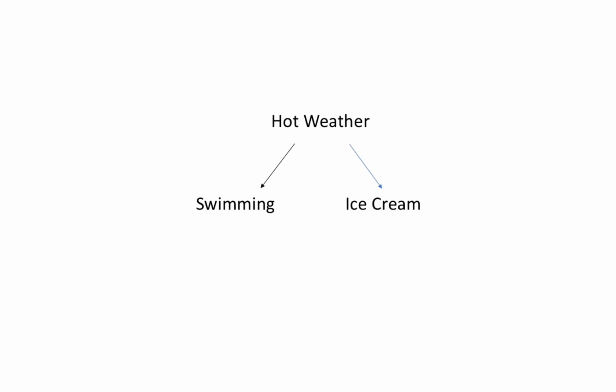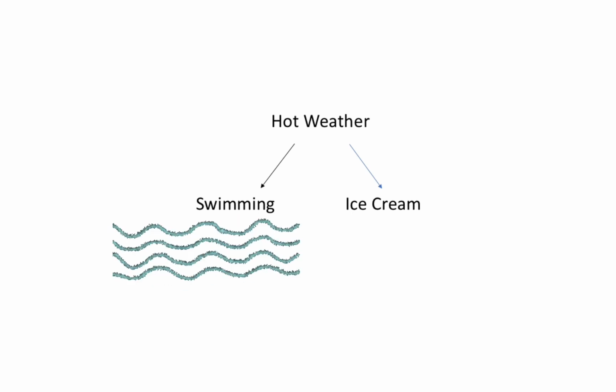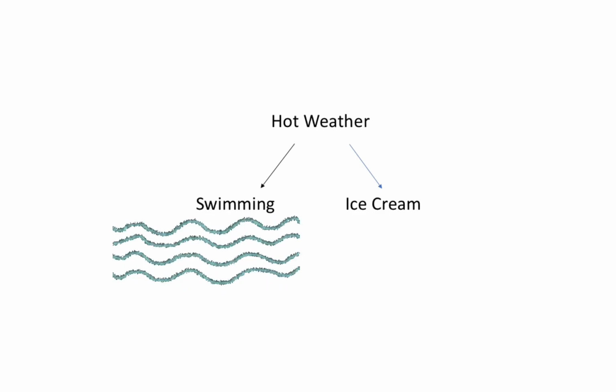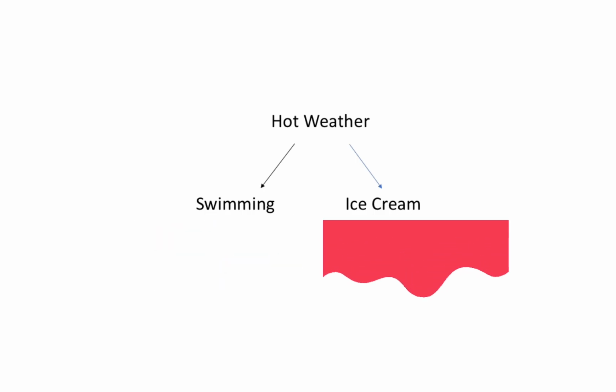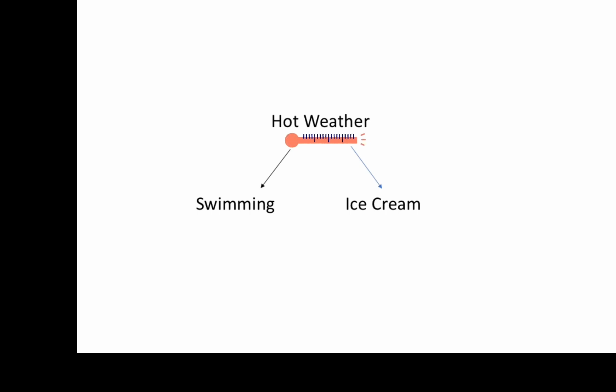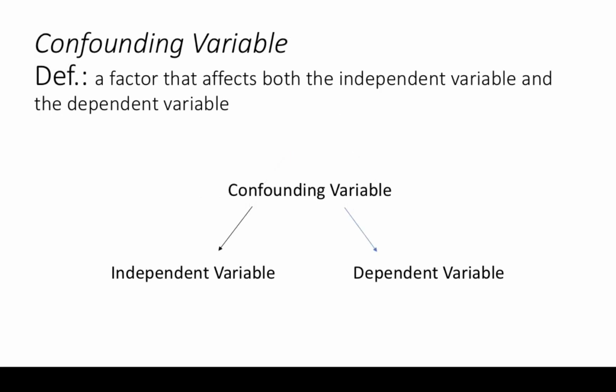A confounding variable is a factor that affects both the independent variable and the dependent variable. In the previous example, the independent variable was swimming. The dependent variable was ice cream sales, and the confounding variable was hot weather. Again, all it takes to be a confounding variable is to be a factor that affects both the independent variable and the dependent variable. Let's take a different example.